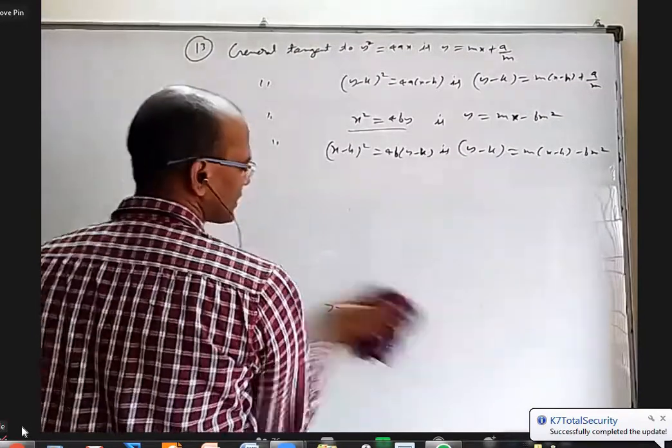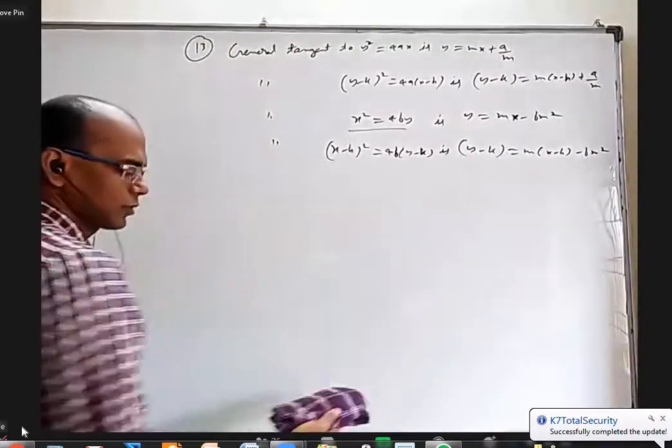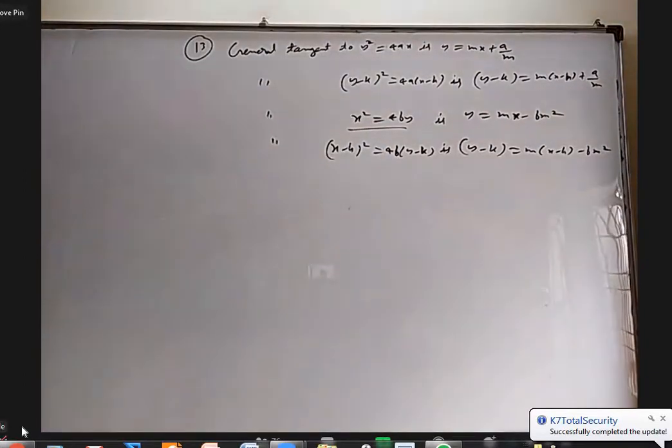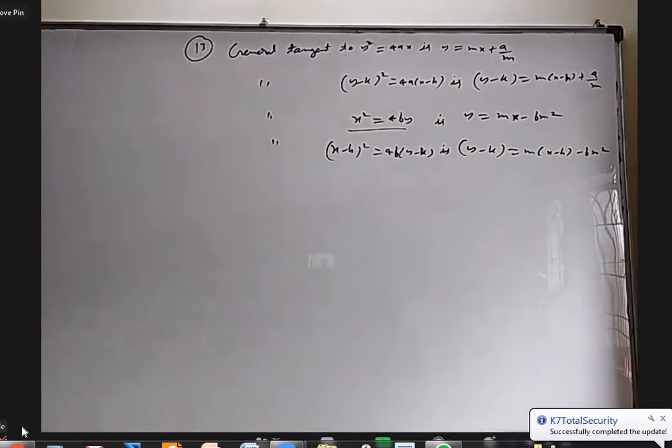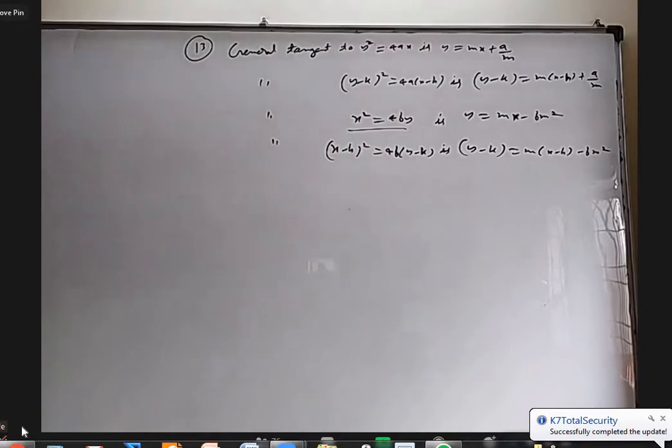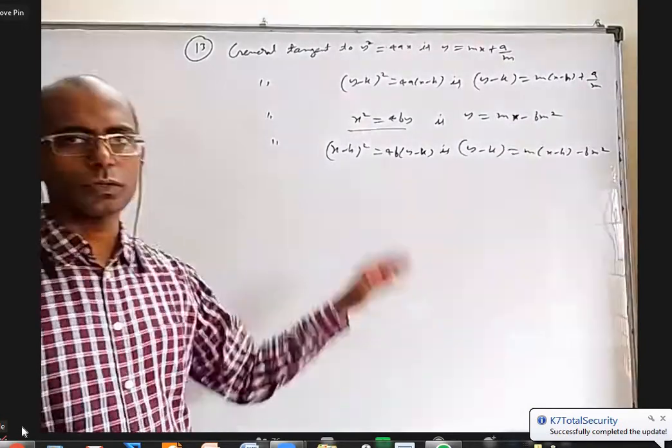Otherwise, when you interchange x and y, you can interchange x and y in its tangents also. And all this is done. Okay, so we wrote the general tangent for all the 4 curves. Now, 2 things you have to notice.